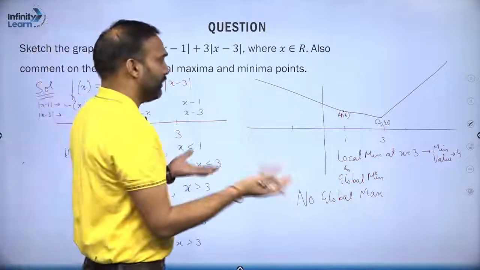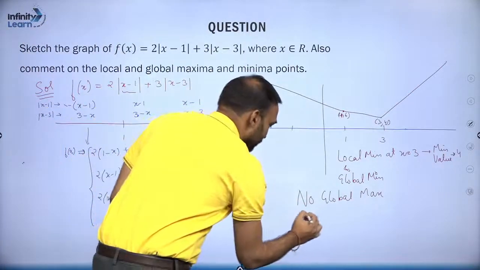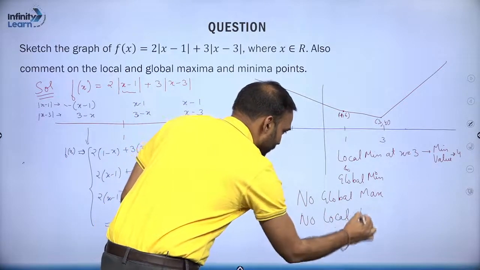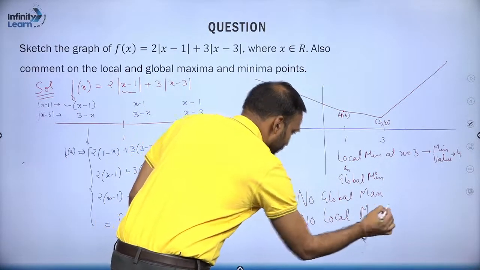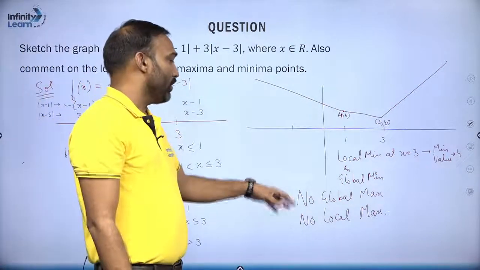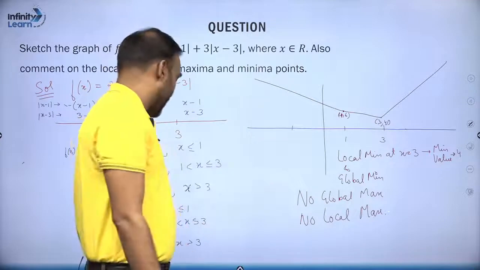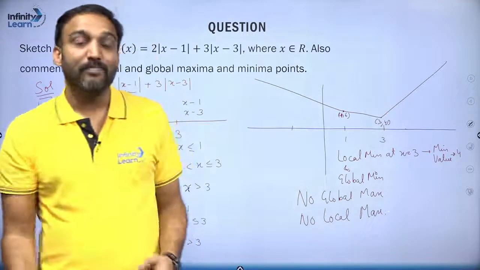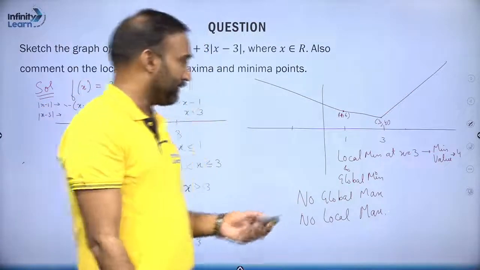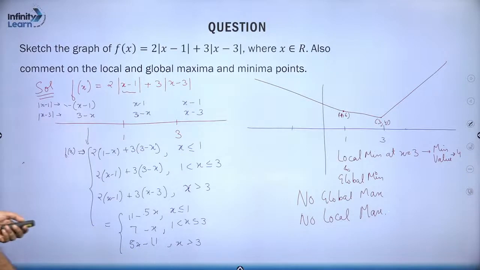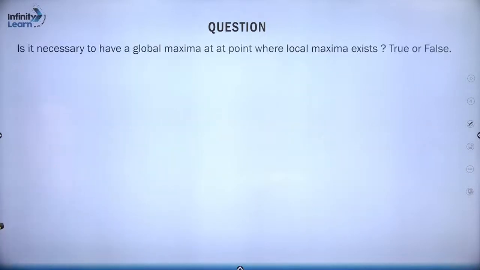Local maxima, I don't see a local maxima as well. So there is no local max. So in this particular graph, I have no global max, no local max, but I have a local minima and global minima which is occurring at the same point x is equal to 3 and the minimum value would be 4. देखो आया पूरा का पूरा क्वेश्चन सबको समझ में? So let us move ahead.